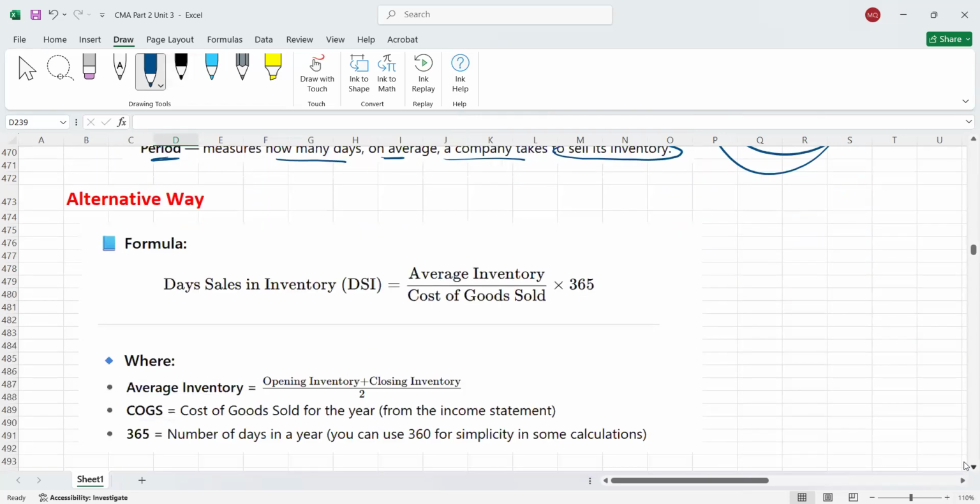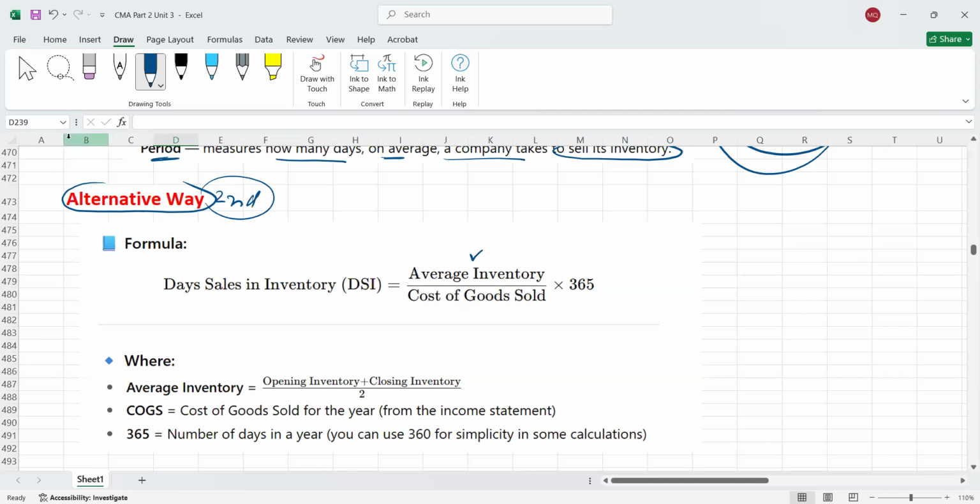Guys, it's all about you should memorize the formulas. And there is an alternative way also to calculate the inventory days. So the second formula is what? This is the alternative way, the second way, or alternative formula. So how would you calculate inventory holding period or inventory days or day sales in inventory? You will take average inventory.